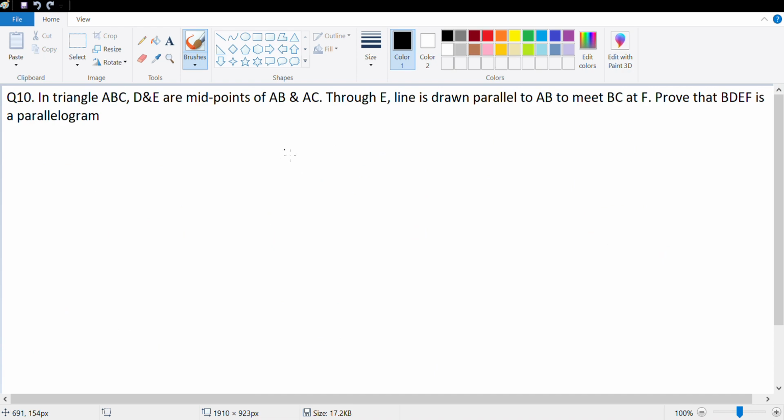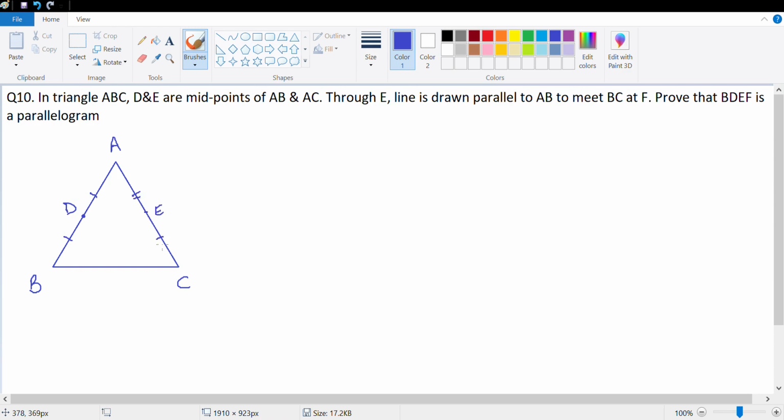Question number 10 says in triangle ABC, D and E are midpoints of AB and AC. Again, let's draw a rough diagram. So this is point A, B and C. D is midpoint of AB and E is the midpoint of AC.